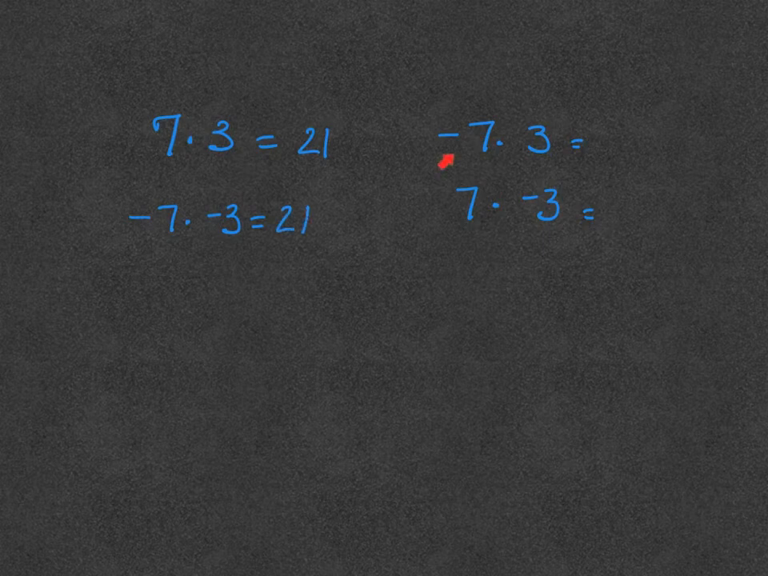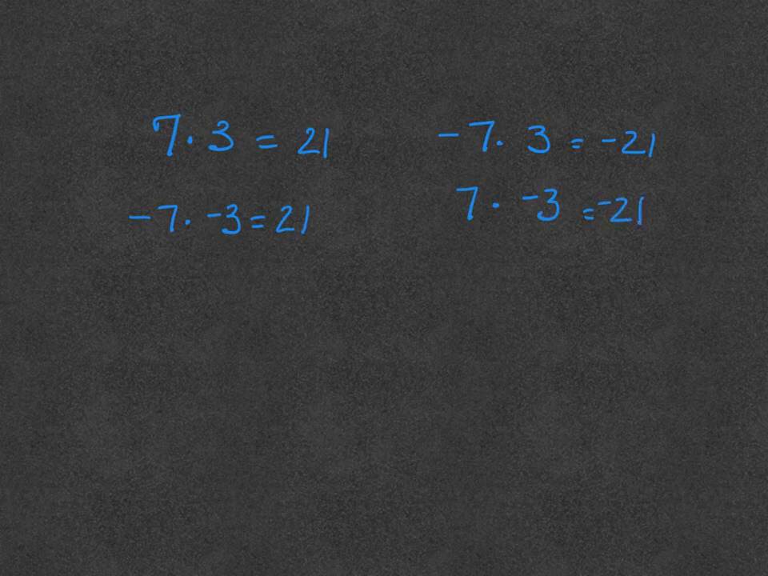Now, in this example, I have a negative 7 times a positive 3. A negative times a positive, different signs, my answer is going to be a negative 21. And for the last example, I have a positive 7 times a negative 3. Again, different signs, my answer is going to be a negative, and it's a negative 21.